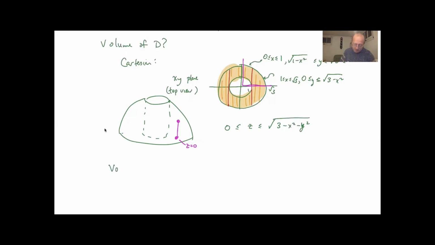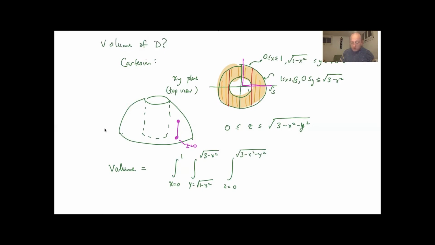So our volume is, well, we would have an integral for x from 0 to 1, an integral for y from square root of 1 minus x squared to square root of 3 minus x squared, and an integral for z from 0 to square root of 3 minus x squared minus y squared.